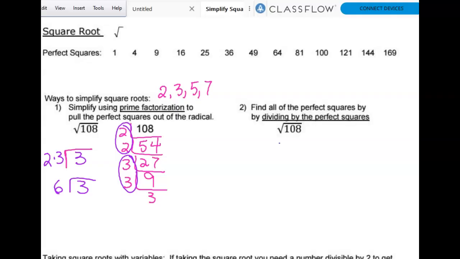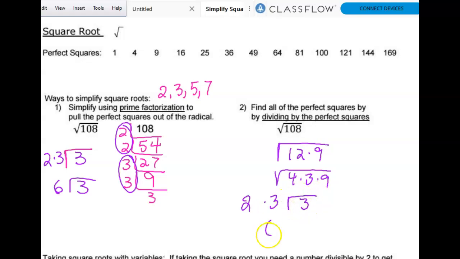So if I have 108, what multiplies together to be 108? 12 and 9. Because 9 is a perfect square, right? But inside the 12, is there another perfect square? What? 4 times 3 times 9. What's the square root of 4? What's the square root of 9? And what's left? So you get the same answer whichever way you choose to do it.